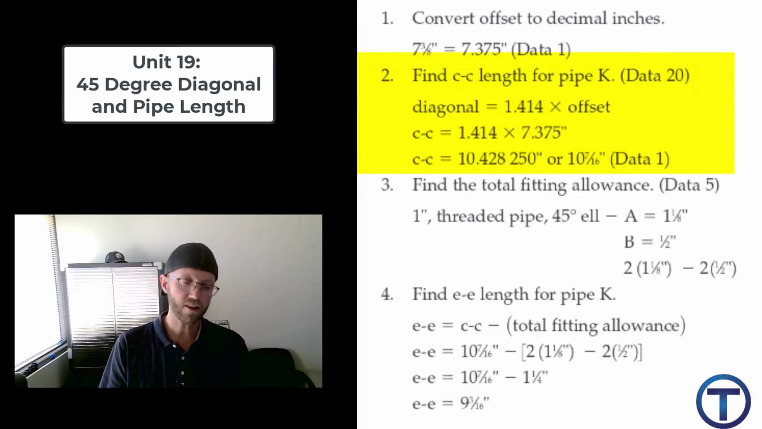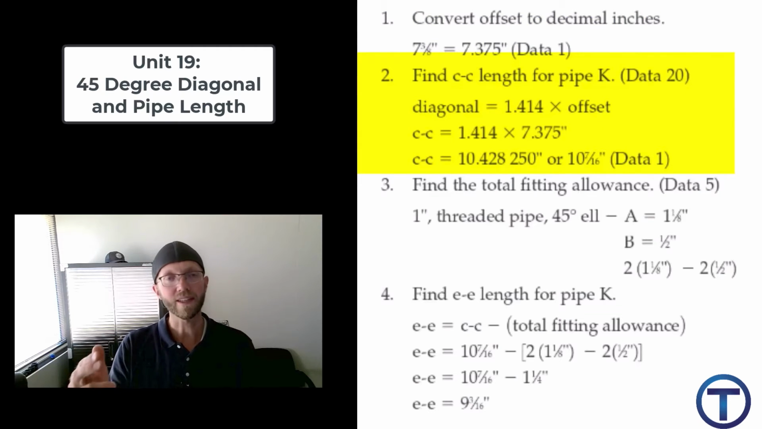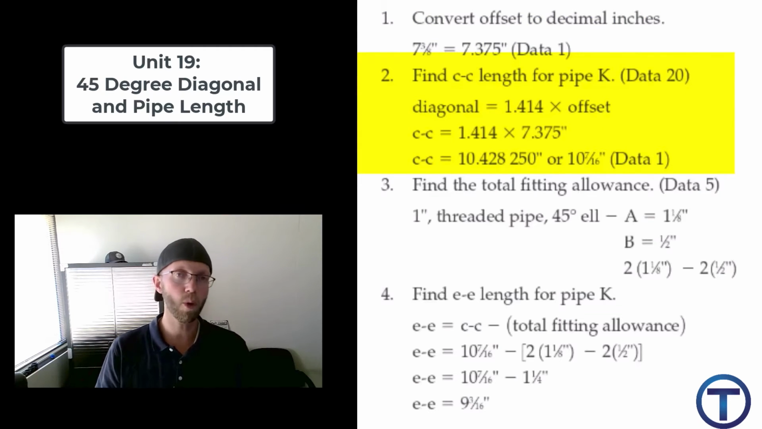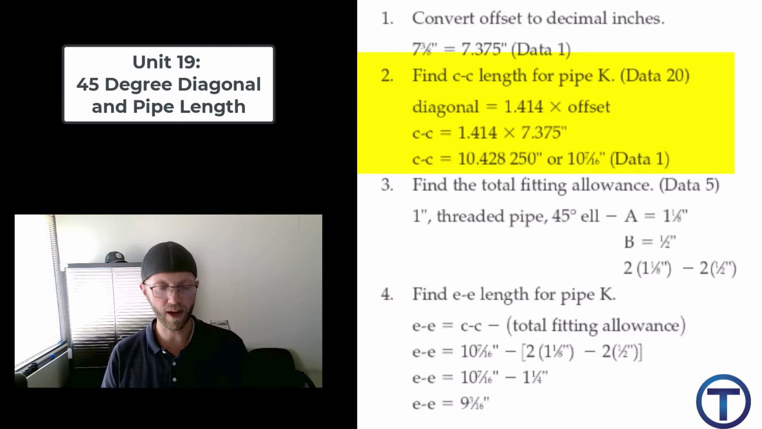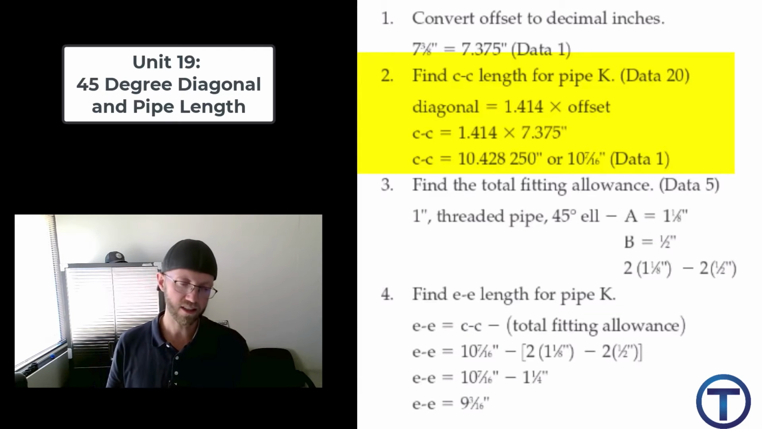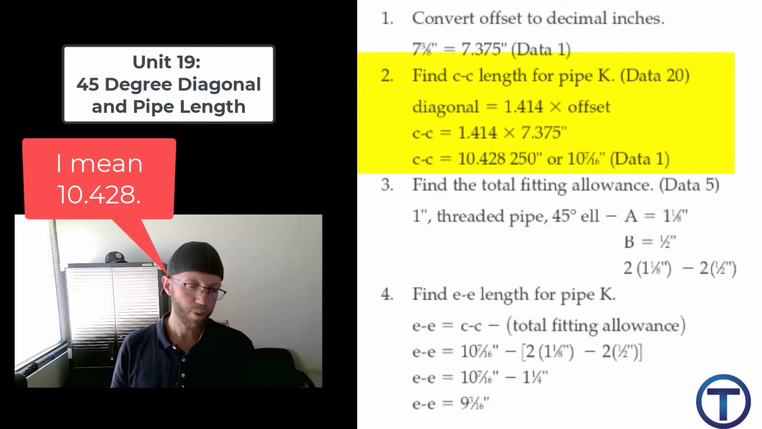We're finding the center-to-center length. Well, from last time we figured it out. We times our offset by 1.414, and it's going to give us our diagonal. So in this case, 1.414 times 7.375, that's going to give us a center-to-center measurement of 10.482.